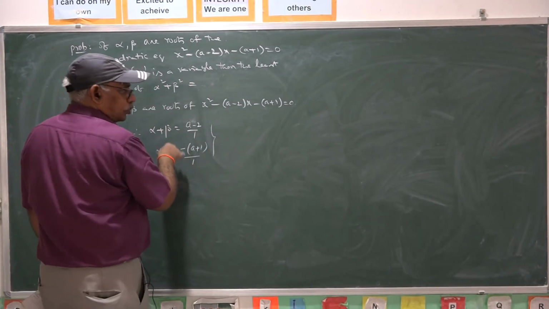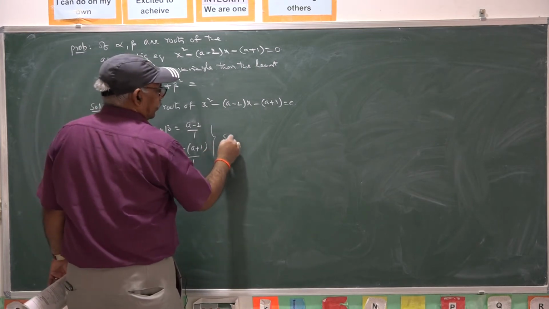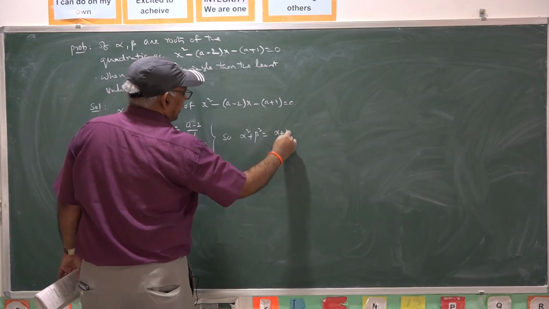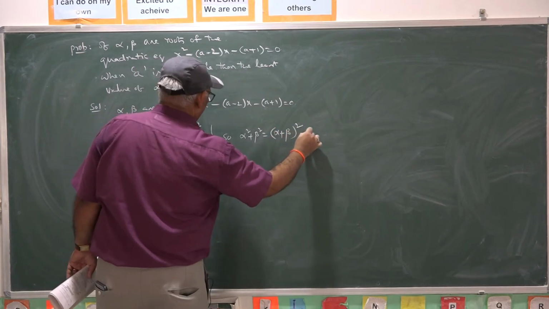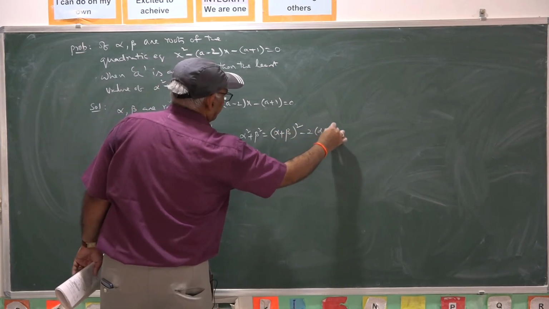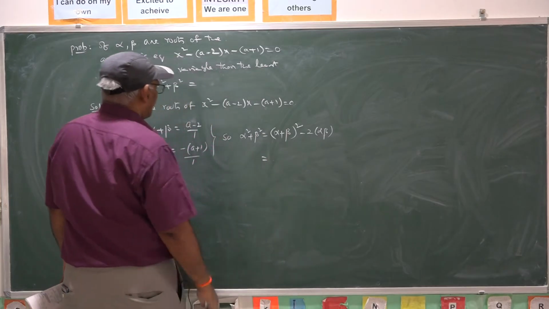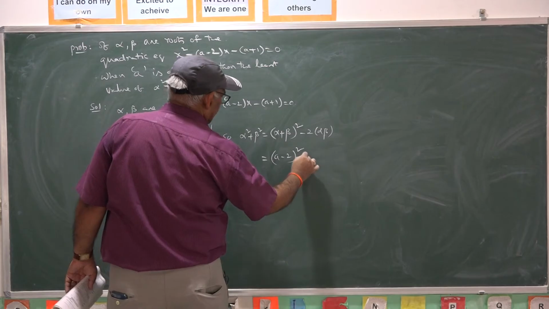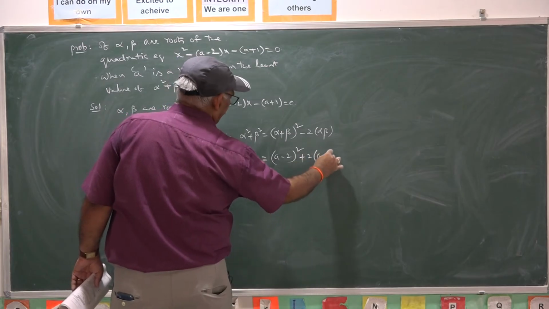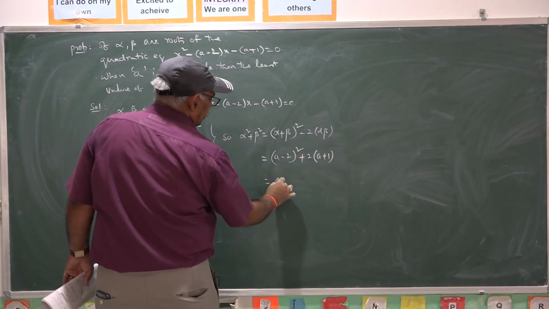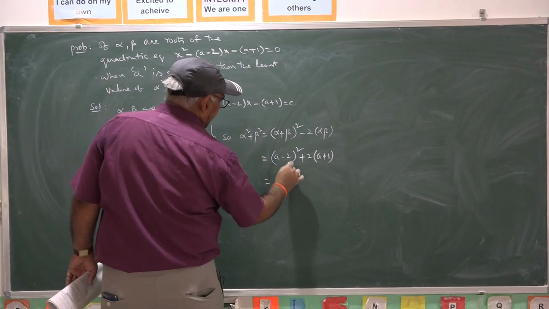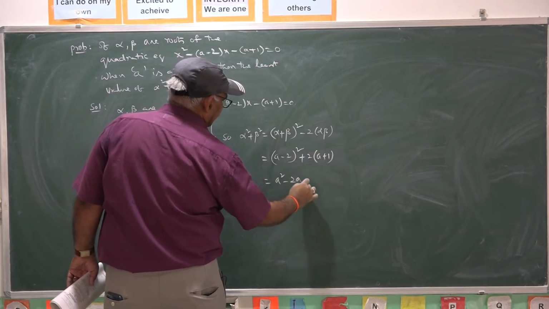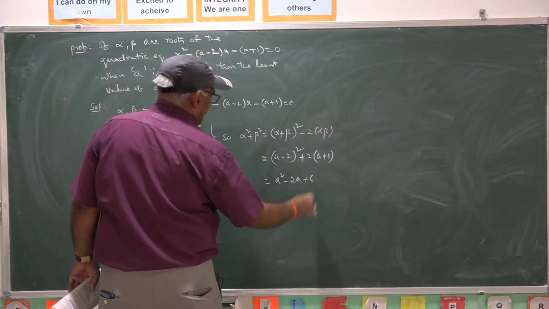So, from these two, alpha square plus beta square is (alpha plus beta) whole square minus 2 alpha beta. (Alpha plus beta) whole square is (a minus 2) whole square minus, that means plus, twice (a plus 1), which is a square minus 4a plus 2a, that is minus 2a, plus 4 plus 2, which is 6.